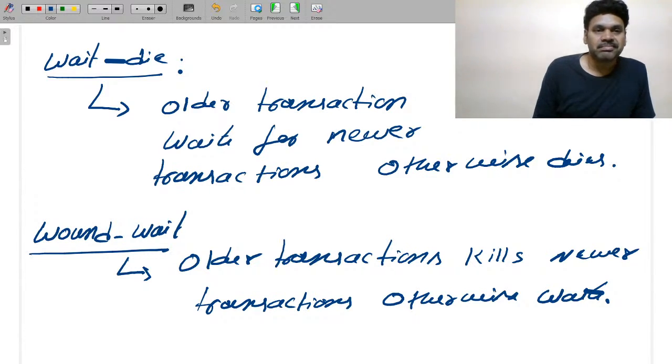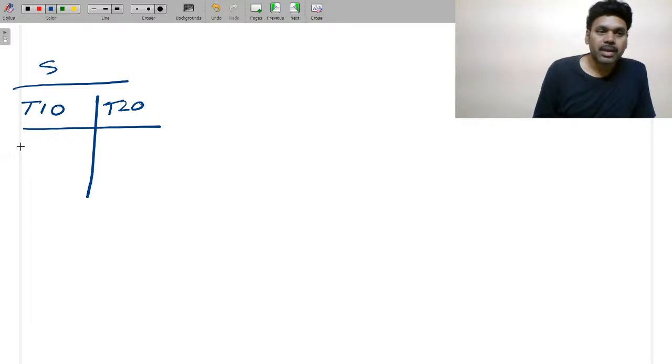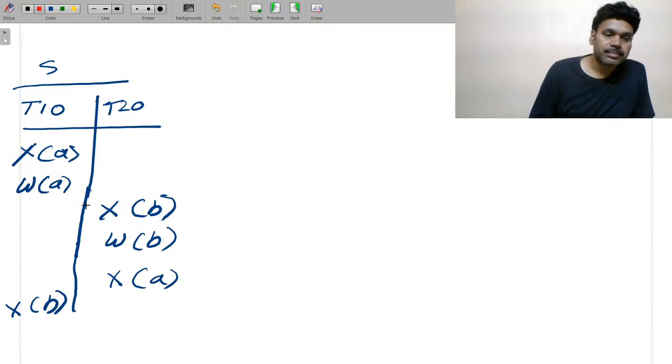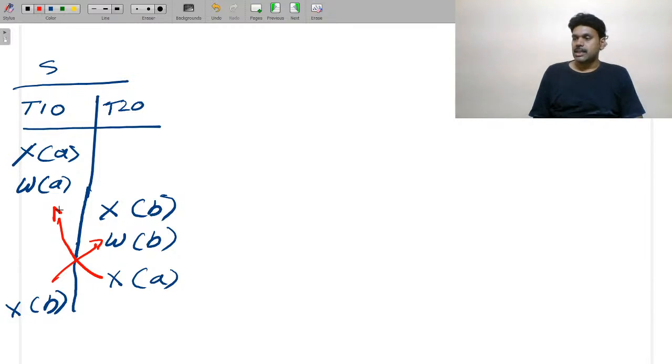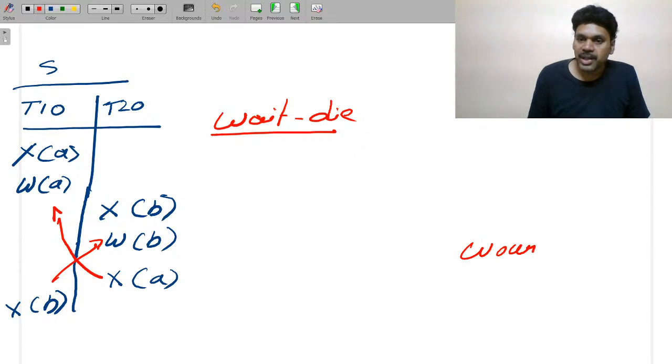Please look at T10 and T20, Xon A, WA, Xon B, WB, Xon A, Xon B. This is the scenario. Now, what will happen in wait-die? What will happen in wound-wait?